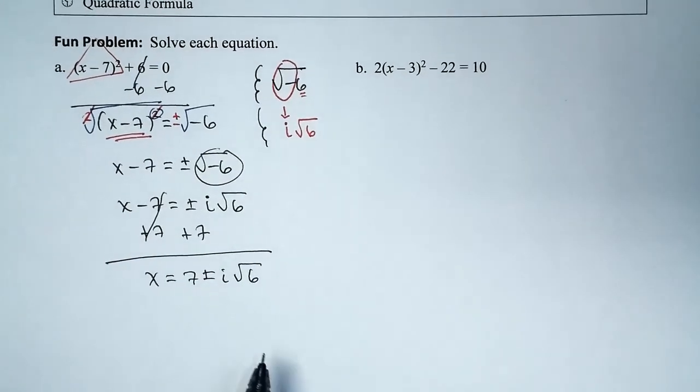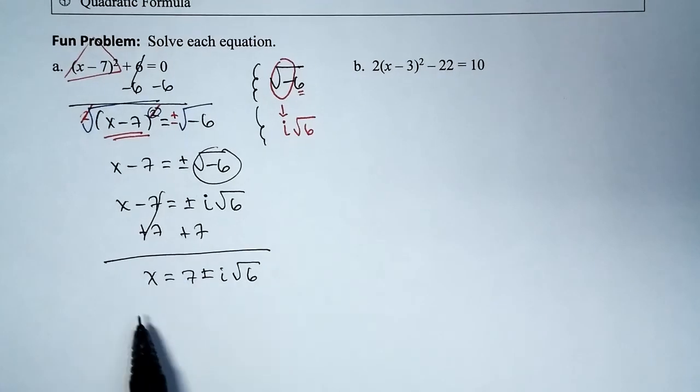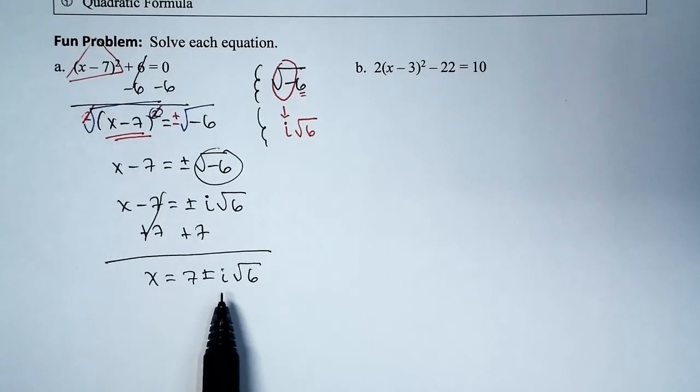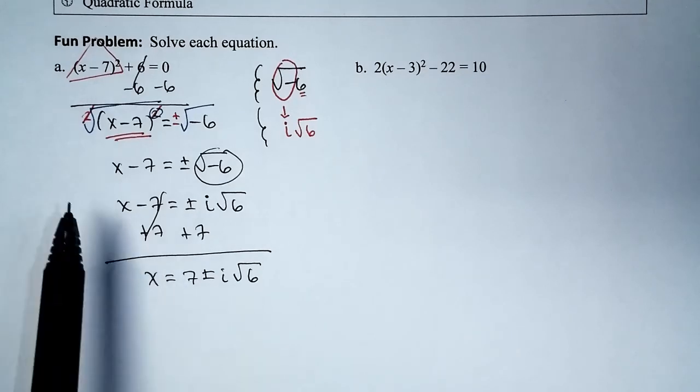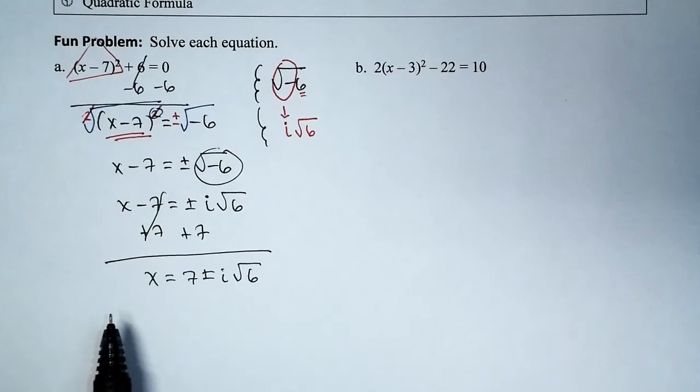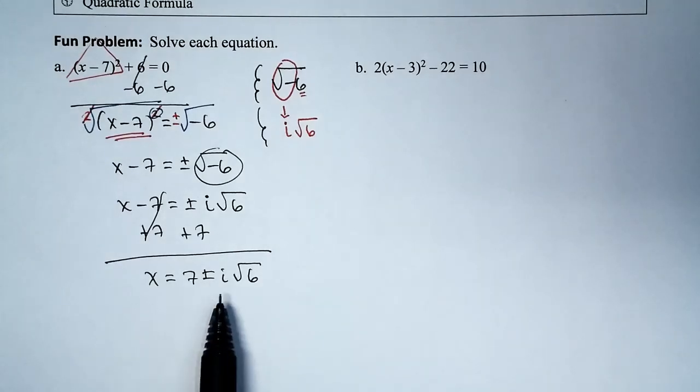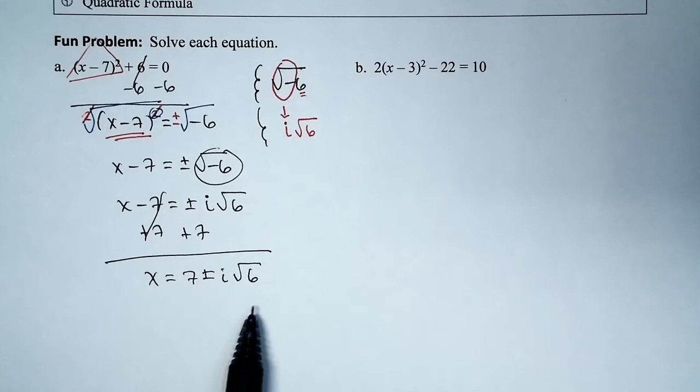What I want to point out is this, we have a non-real solution. Why? Because we have an i in the mix. I know that we could have solved this however we like. If we would have done factoring, this would not have been factorable because of the non-real solution. Only when the answers are rational is it factorable. Okay, I said too much. So we have a non-real number solution.